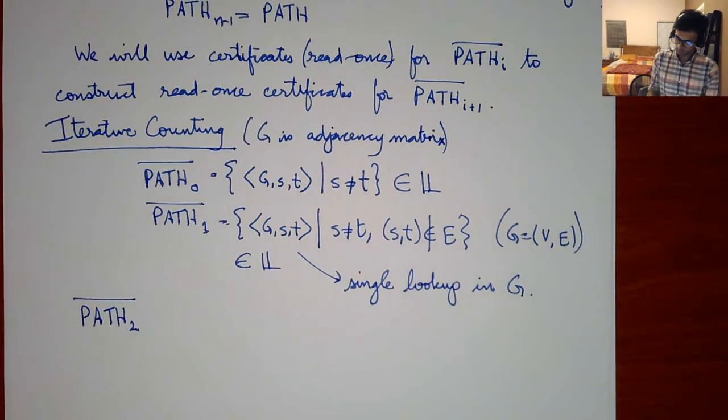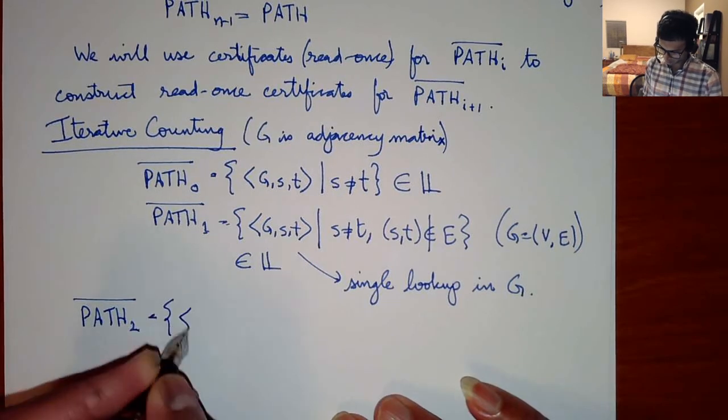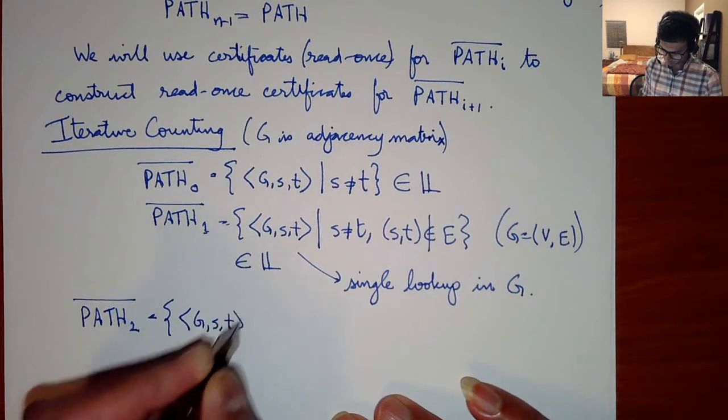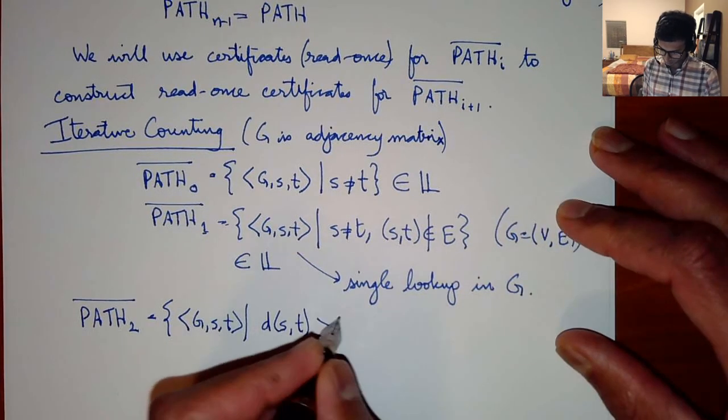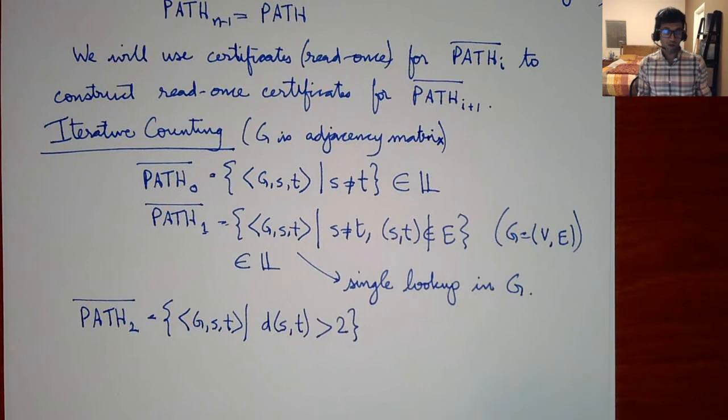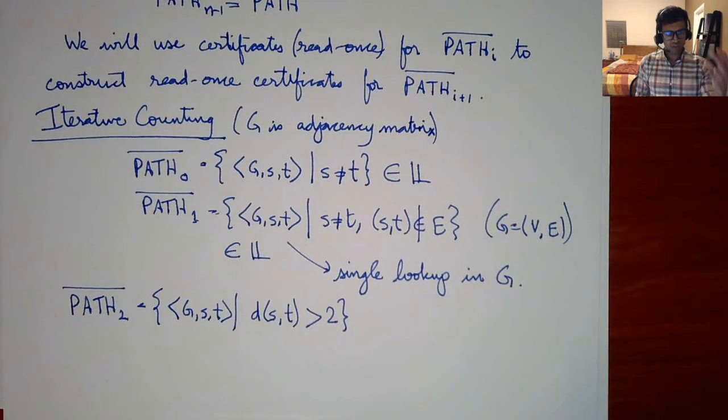This is trickier. This is exactly the language GST, where the shortest path from S to T is at least 2. Now this is not a lookup. So let's try to understand how we are going to certify, in a read-once certificate, that the distance between S and T is actually more than 2.